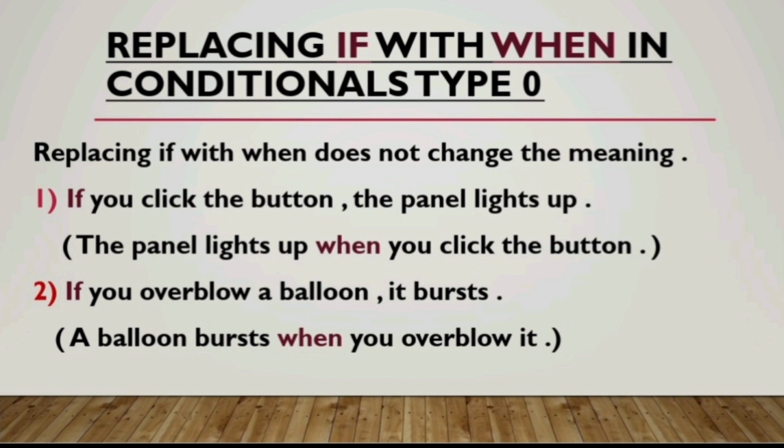Have a look at the example. If you click the button, the panel lights up. The meaning does not change when you put when: the panel lights up when you click the button. The meaning is absolutely the same. The next example is, if you overblow a balloon, it bursts. A balloon bursts when you overblow it. There is no change in the meaning. The meaning remains the same, but this happens only in type 0, that when you change if to when, there is no change in the meaning.